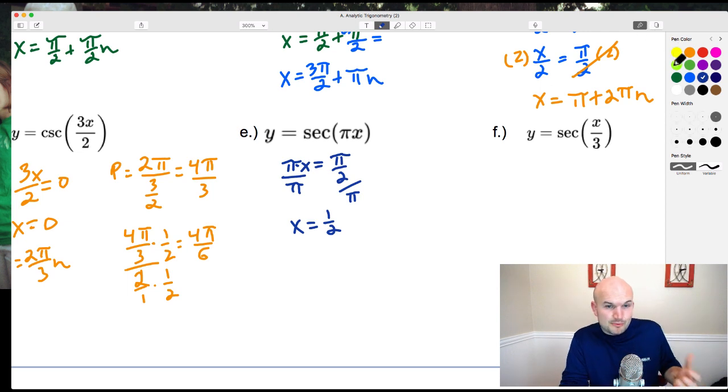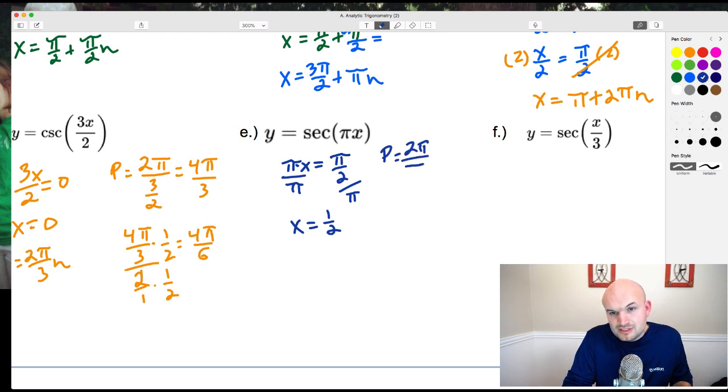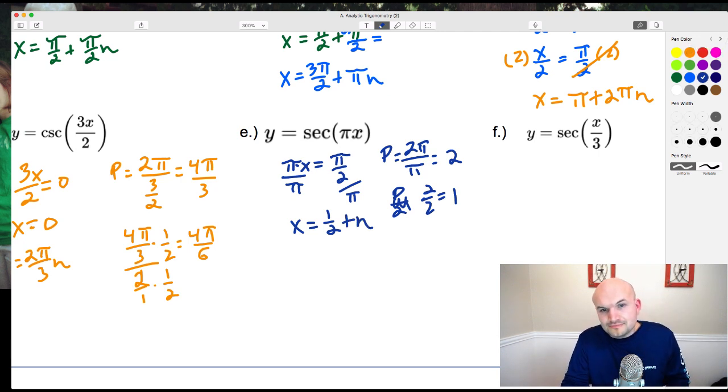So now my new asymptote occurs at 1/2, and then I have to figure out what the period is and then divide that by 2. So the period is 2 pi divided by b, which in this case is pi, so the period is 2. Take my period, divide it by 2, which is 2 divided by 2, which is 1, right? So therefore, it's going to be 1/2 plus 1n, which again, I don't really need to write 1n. I can just say plus n.